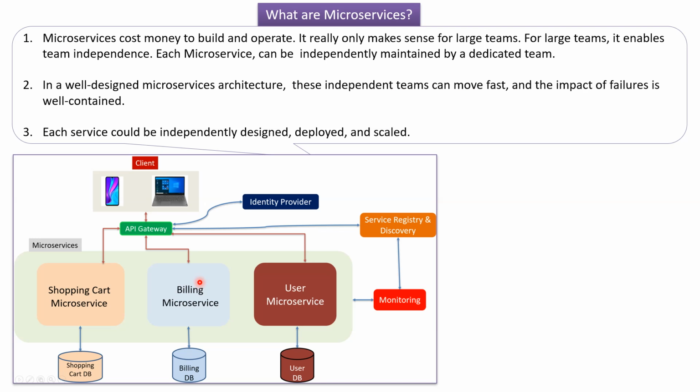Microservices cost money to build and operate, and microservices really only make sense for large teams. For large teams, it enables team independence. Each microservice can be independently maintained by a dedicated team. For example, the shopping cart microservice can be developed and maintained by one team, the billing microservice by another team, and the user microservice by another team. In a well designed microservice architecture, these independent teams can move fast, the impact of failures is well contained, and each microservice can be independently designed, deployed, and scaled.